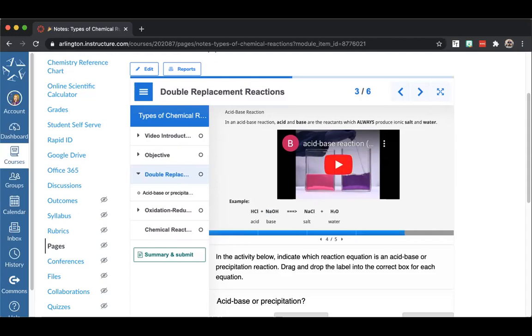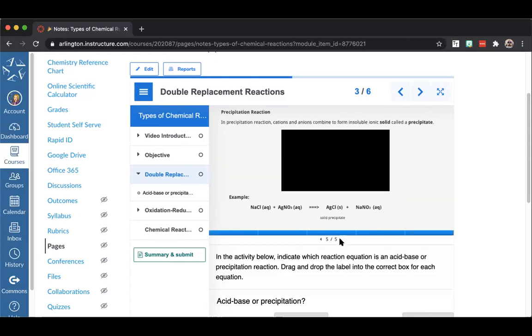And there's a little video here if you want to watch, because on each one of these, there's going to be a visual example, a video that will show you what this type of reaction might look like in a lab. So if you're a visual person, definitely watch those because that will help you make those connections as well.